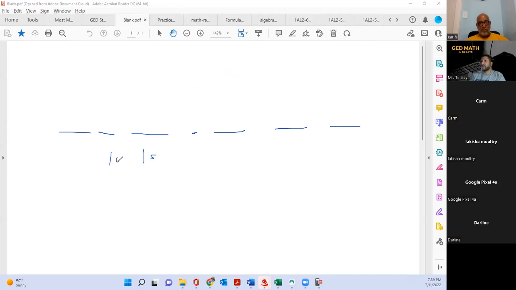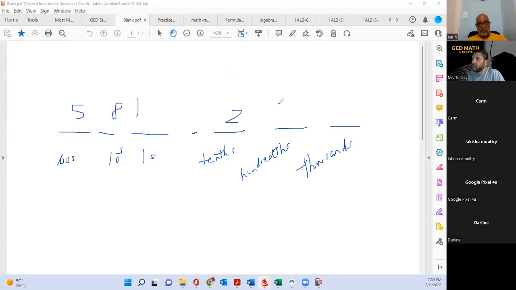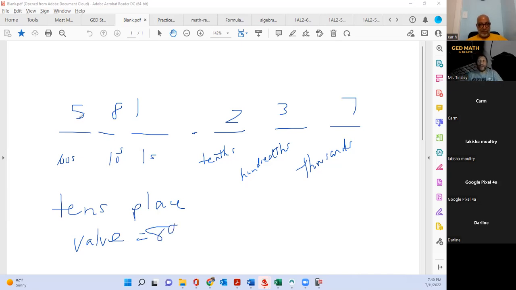So we got ones, tens, hundreds. These are whole numbers, to your left. To the right, we got tenths, hundredths with a TH, and thousandths. So understand what the place value is. If I had this number, 581.237, the 8 is in the tens place, but its value is 8 tens. What's 8 times 10? 80. So its value means you have 5 hundreds, 8 tens, and 1 one.